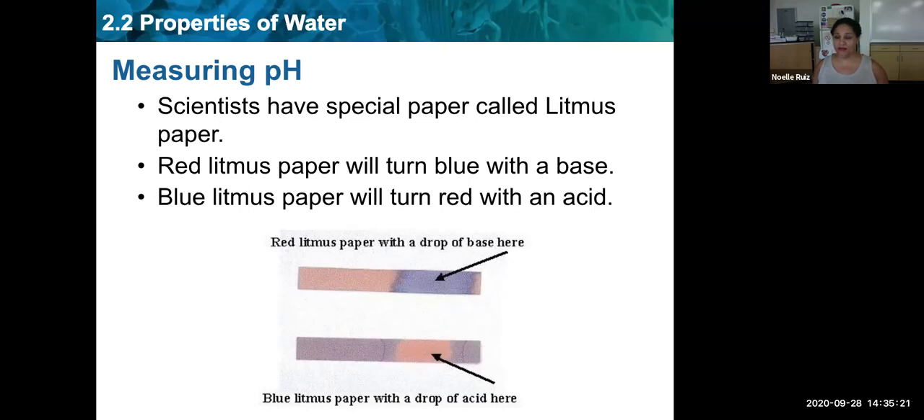Red paper will turn blue if you dip it in a base. Blue paper will turn red if you dip it into an acid.